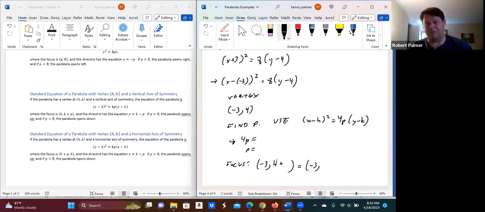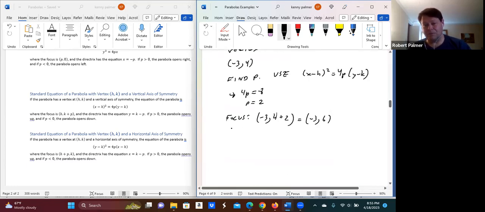Here we don't have to get bogged down with fractions. Let's make this an 8. Okay. And so 4p is equal to 8, p is equal to 2. Then the focus is going to be k plus p, so 4 plus p, which is 2, and that's going to be -3, 6. And then the directrix is going to have the equation y equals k minus p. So 4 minus 2, and so that's going to be y is equal to 2.